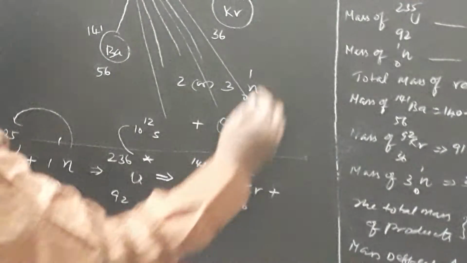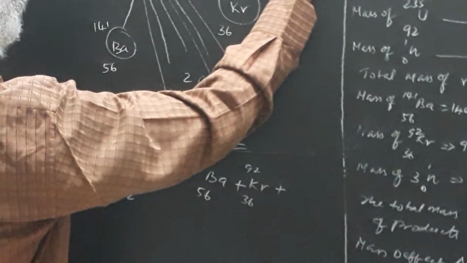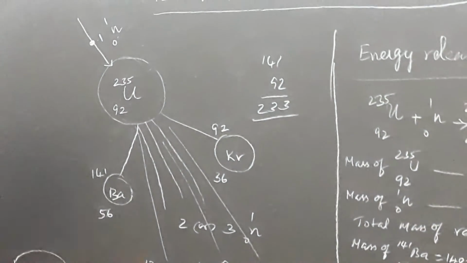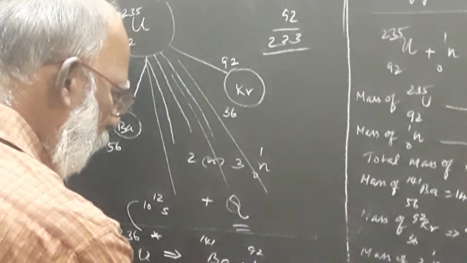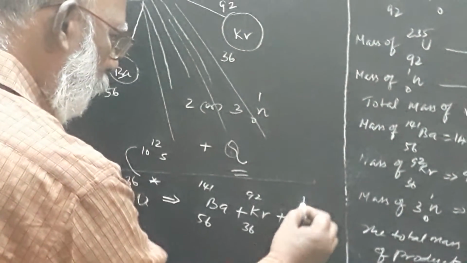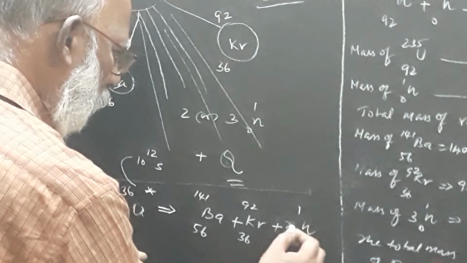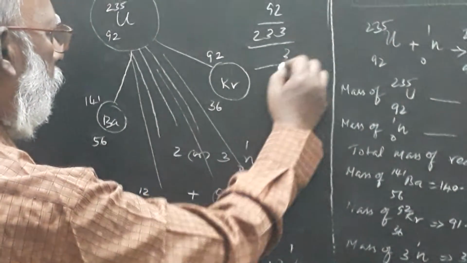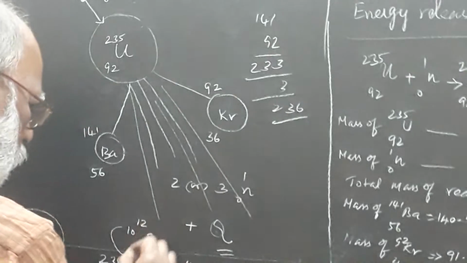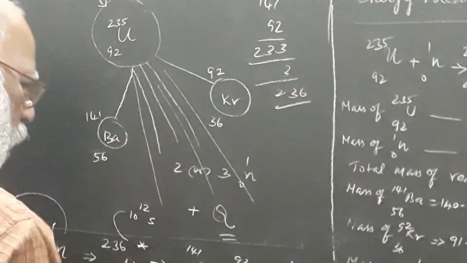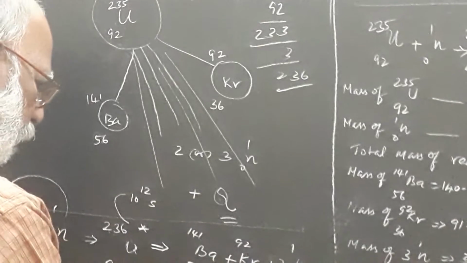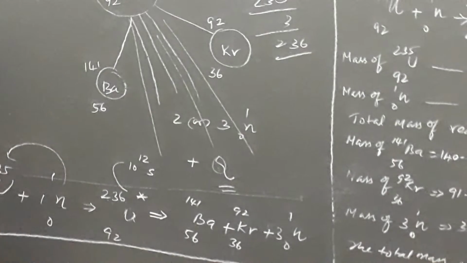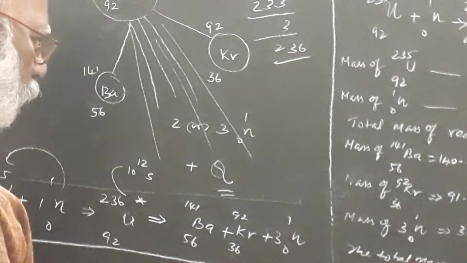When we add these two, 141 and 92, that's equal to 233. The remaining mass number 3 is nothing but 3 neutrons. If you add these 3 to 233, then it becomes 236, so that the mass number is equivalent. This is a very important equation for explaining the nuclear fission process.